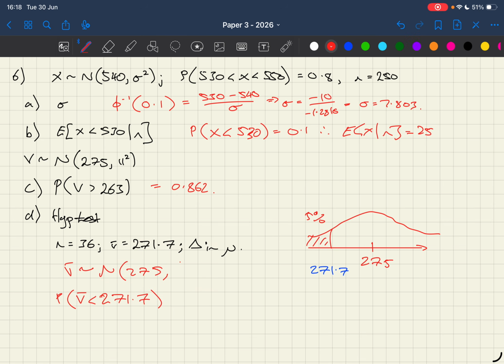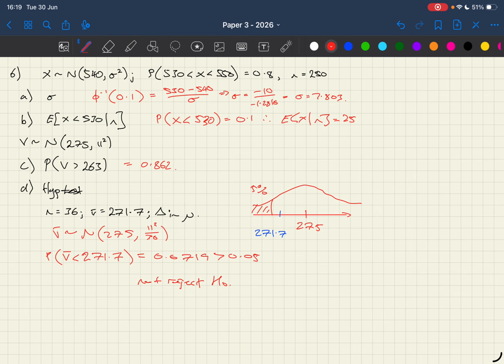We're going to have the 11 squared on the top still, but we'll divide it by the sample size of 36. So as we use that, what do we get for this value? We get 0.0719. That's bigger than 5%. So our value was like here. So it's not in the critical region. So we're going to not reject H0.